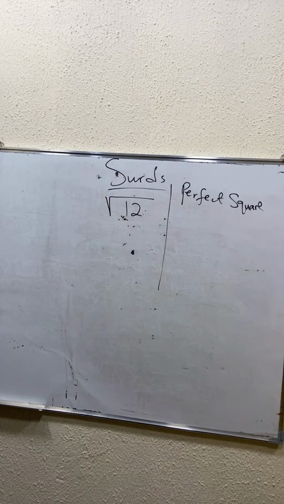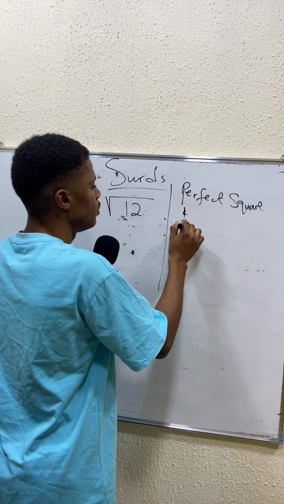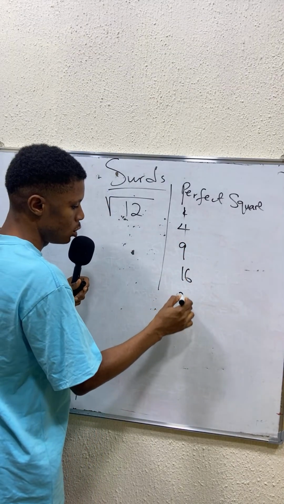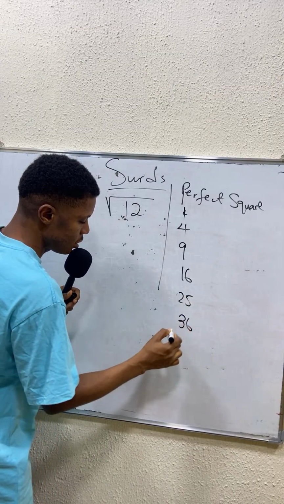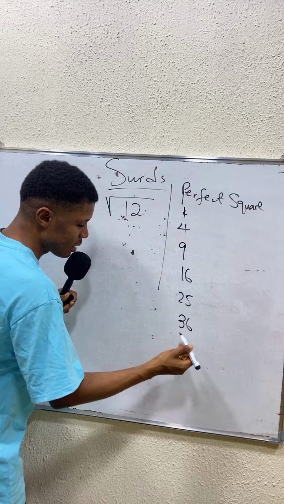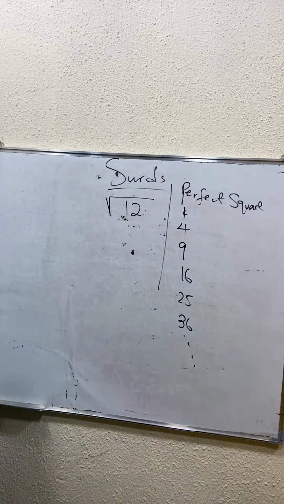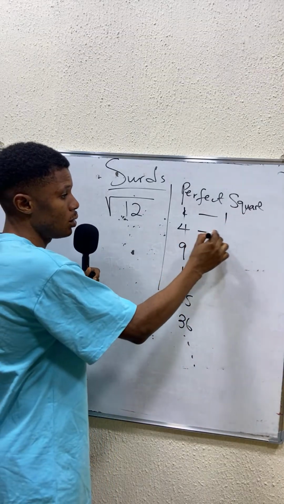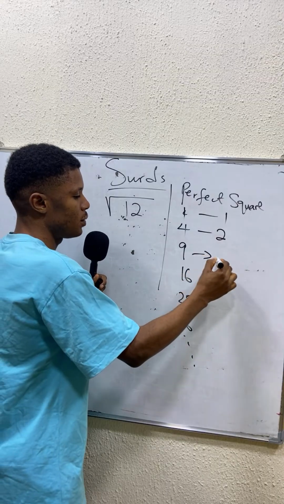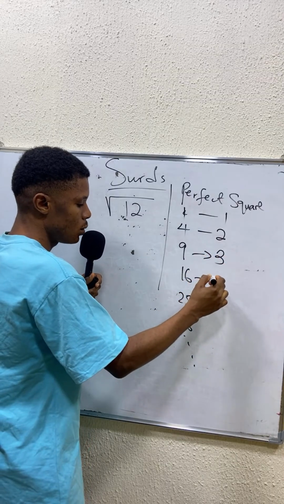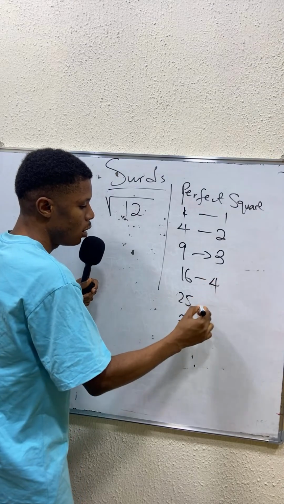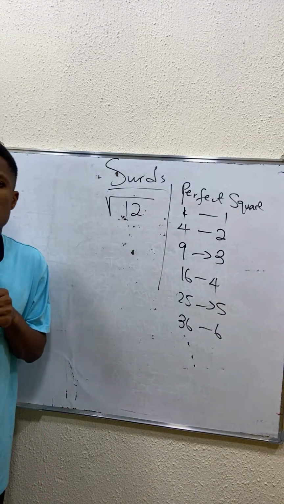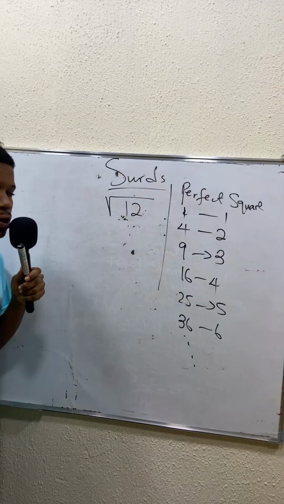So the perfect squares are 1, 4, 9, 16, 25, 36, and so on. Their square roots: square root of 1 is 1, square root of 4 is 2, square root of 9 is 3, square root of 16 is 4, 25 is 5, 36 is 6, and so on. So what do we do when we are told to simplify surds like this?